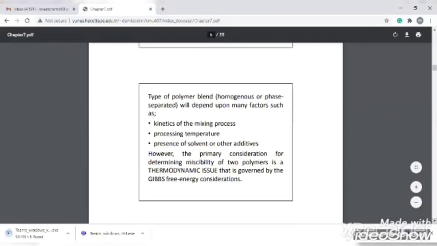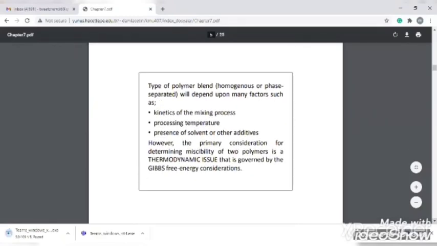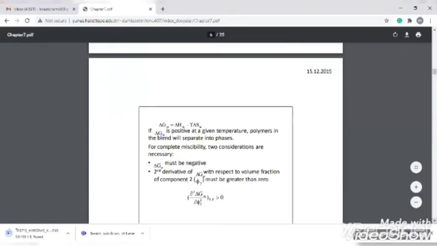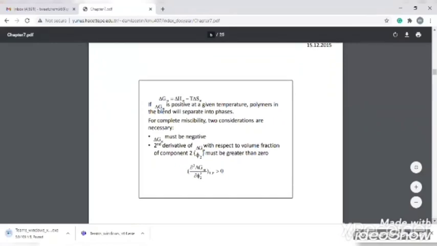Whether polymer blends are homogeneous or phase separated will depend upon many factors, such as the kinetics of the mixing process, processing temperature, and the presence of solvent or other additives. However, the primary consideration for determining the miscibility of two polymers is thermodynamic, governed by the Gibbs free energy consideration. The thermodynamic equation is delta Gm equals delta Hm minus T delta S.